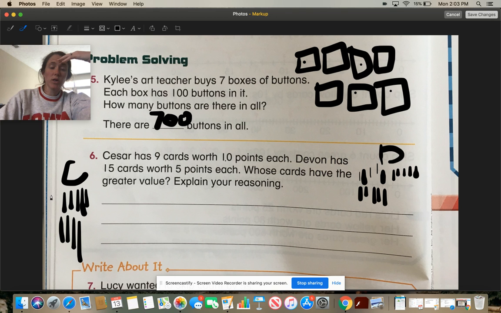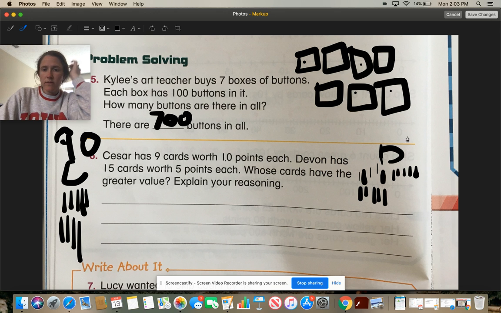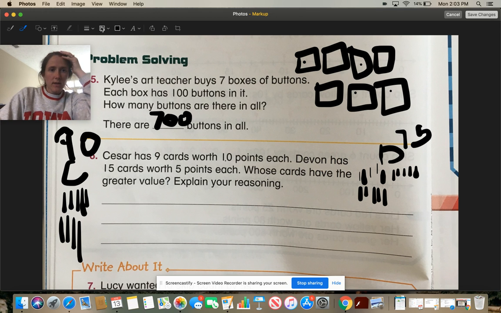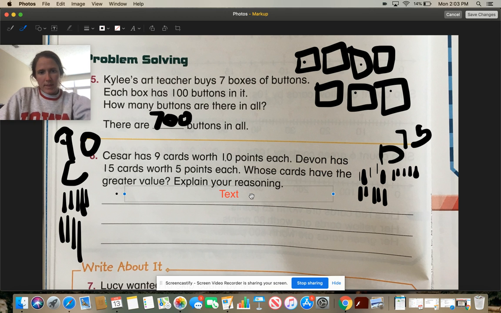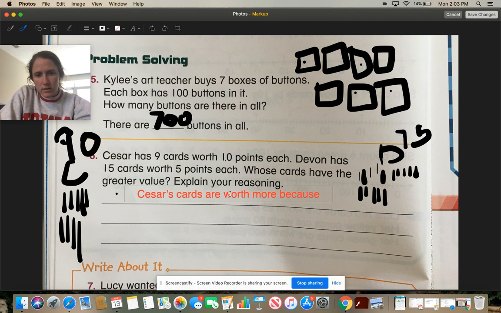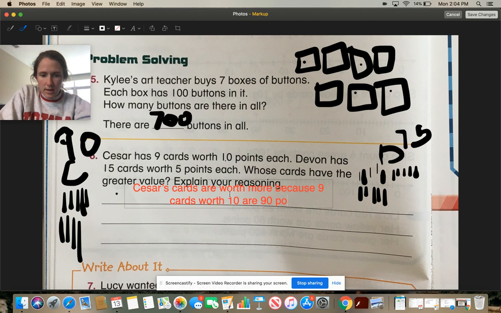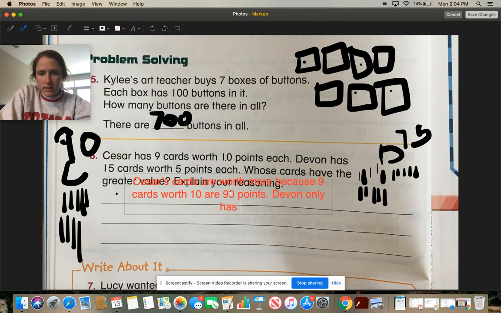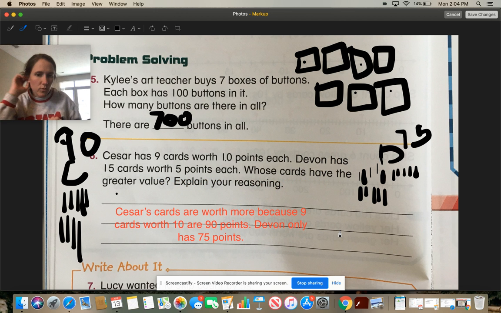So whose cards are worth more? Caesar's cards are worth more because he's got 90 points. That looks like a 4, and I don't want it to look like a 4. I need it to look like a 9. There we go. So worth 90 points, and Devin's cards are worth only 75 points. So whose cards are worth more? Let me get a text box going. Caesar's cards are worth more because 9 cards worth 10 are 90 points. Devin only has 75 points. So let me move this a little so you can see it. So Caesar's cards are worth more because 9 cards worth 10 are 90 points. Devin only has 75 points.